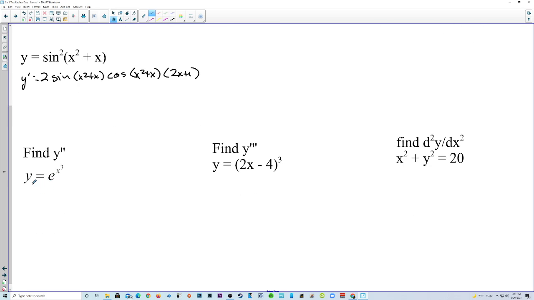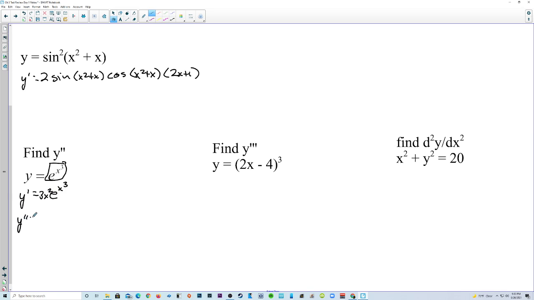On this row, find the second derivative. So first derivative is e to the x to the third, because the derivative of e to the x is e to the x, so we just write that again. But then times the derivative of the inside, which is 3x squared.